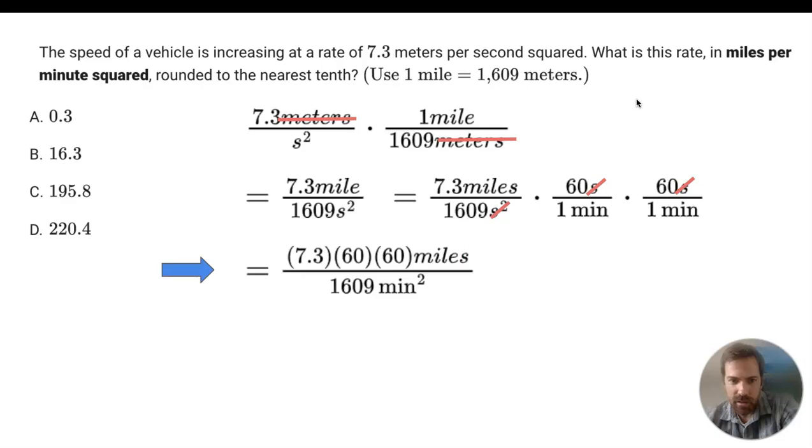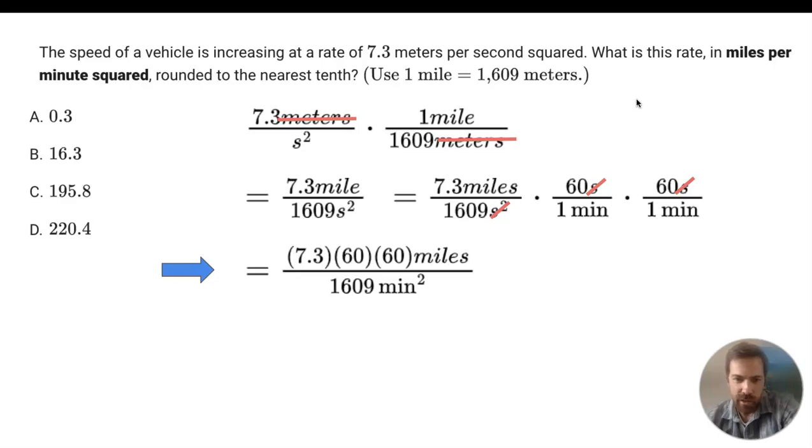So after doing this, we end up with 7.3 times 60 times 60, and now our numerator is just miles because all the seconds canceled out, right? And in the denominator we have 1609 minutes squared. The seconds squared cancel out, and we're left with minutes times minutes, which is minutes squared. So now we have the units we want, miles per minute squared. All we have to do is carry out the math.